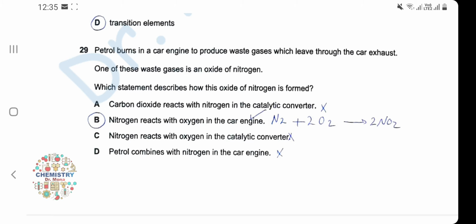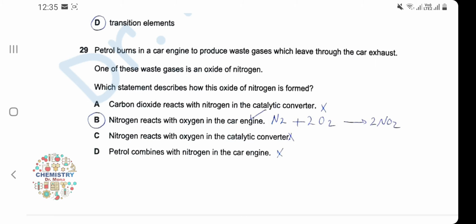A. Carbon dioxide reacts with nitrogen in the catalytic converter. This is wrong because the carbon dioxide formed and the nitrogen formed in the catalytic converter do not react with each other.